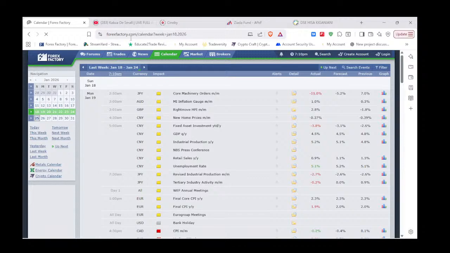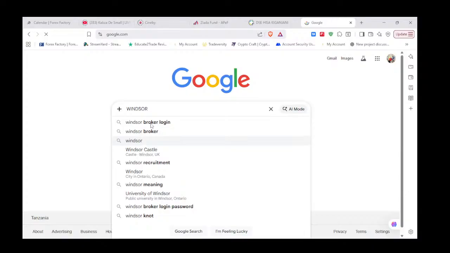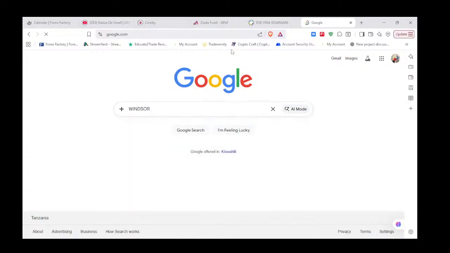This is the broker. So when you have these three things, you have TradingView for analyzing the market, and this is the broker I'm using, Windsor broker. When you have the broker, and when you have the Forex Factory calendar, and when you have the TradingView, then you are ready to go for your trading. Okay, so now where do we start, guys?